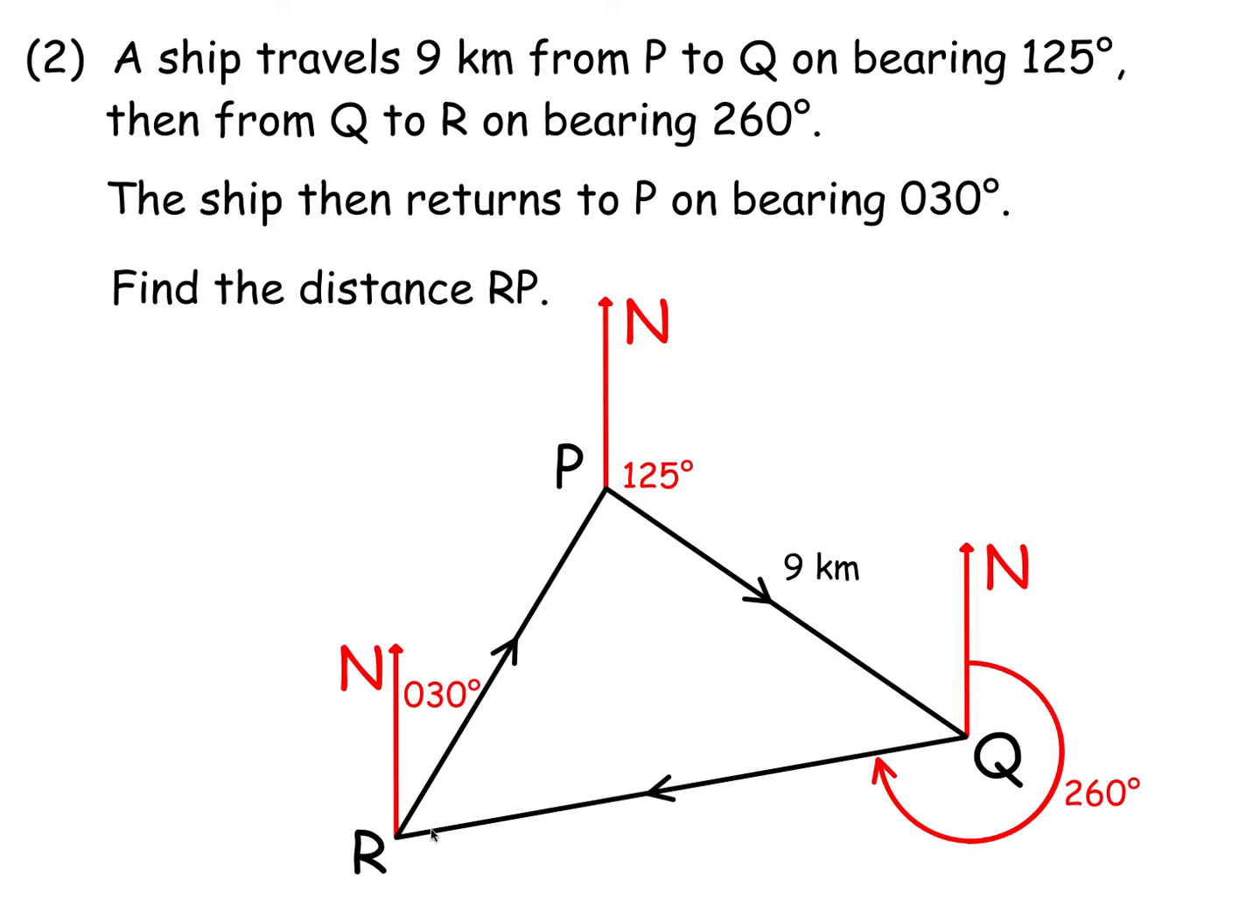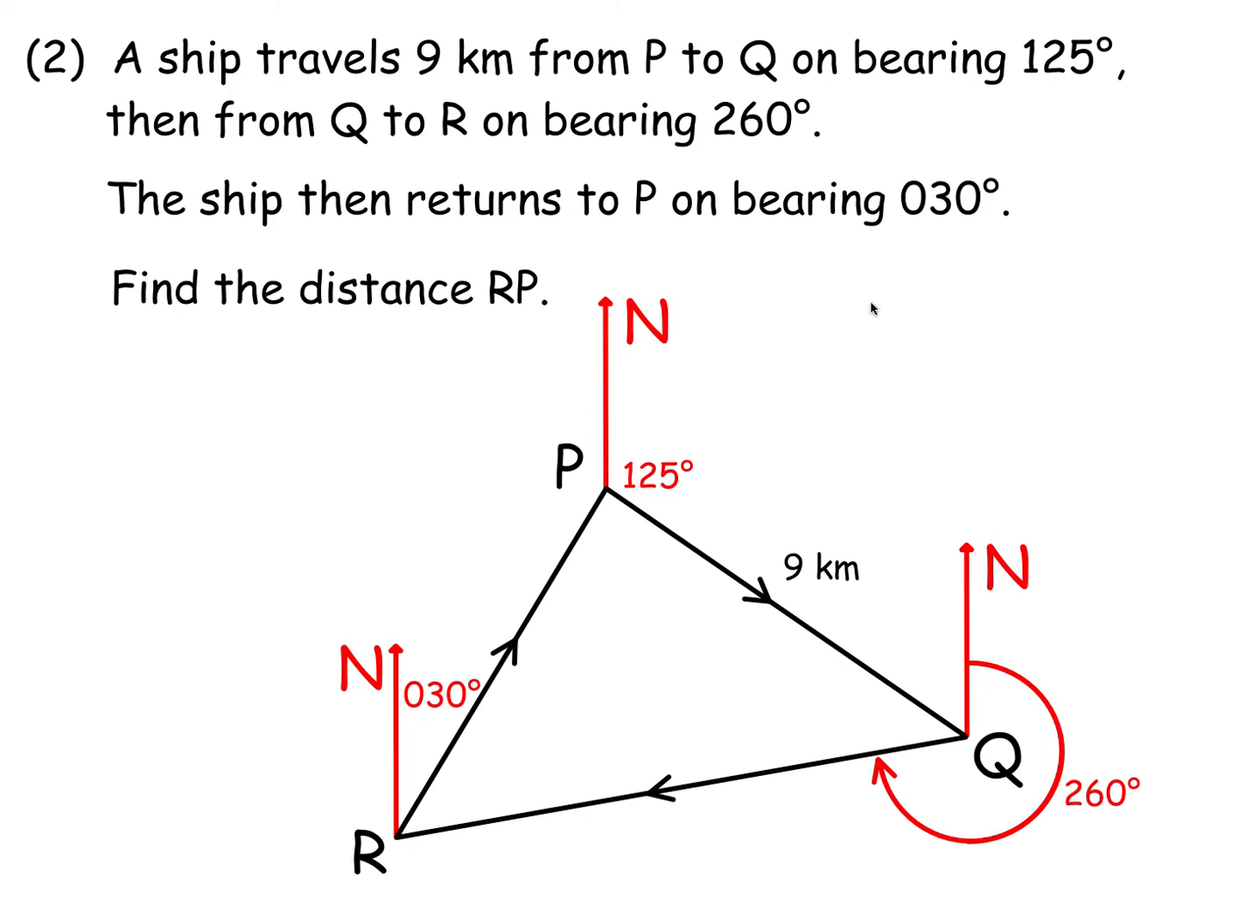That's going from Q to R, but you don't know the distance. And when you get to R, the ship then returns to P on bearing 030 degrees. There it is there. Clockwise from north is 030 degrees and it returns back. And it says find the distance RP. That's this return distance from R to P. You'd work out this missing side.